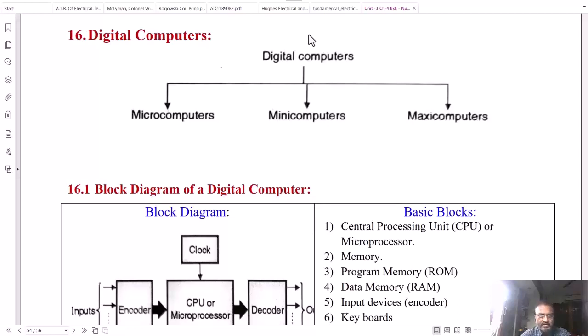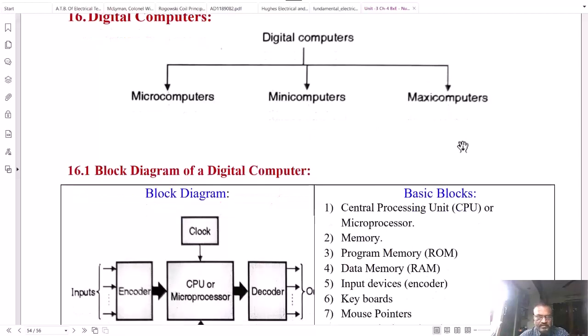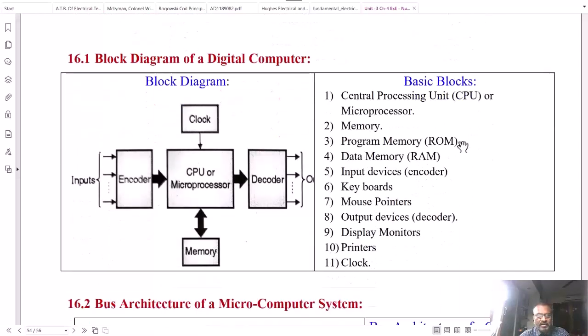Today we are going to discuss the last part of this unit, digital computers, in which we will see the microprocessors and microcomputers. The digital computers are classified under three groups: microcomputers, mini computers, and maxi computers. Those are called mainframe computers. The basic block diagram of a digital computer is shown here.